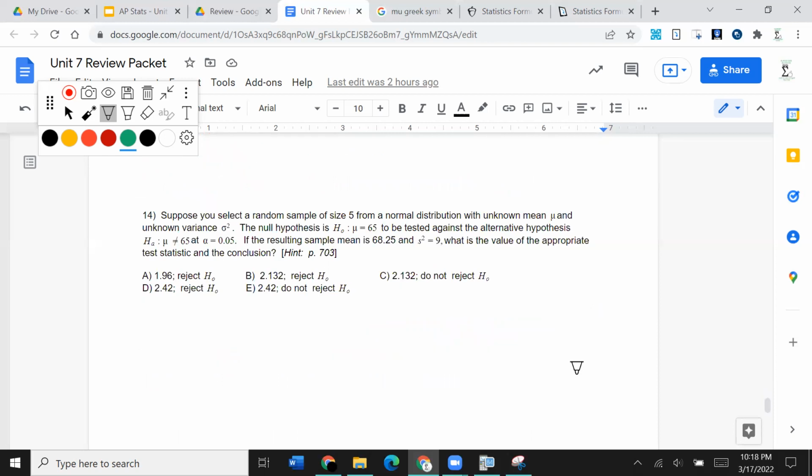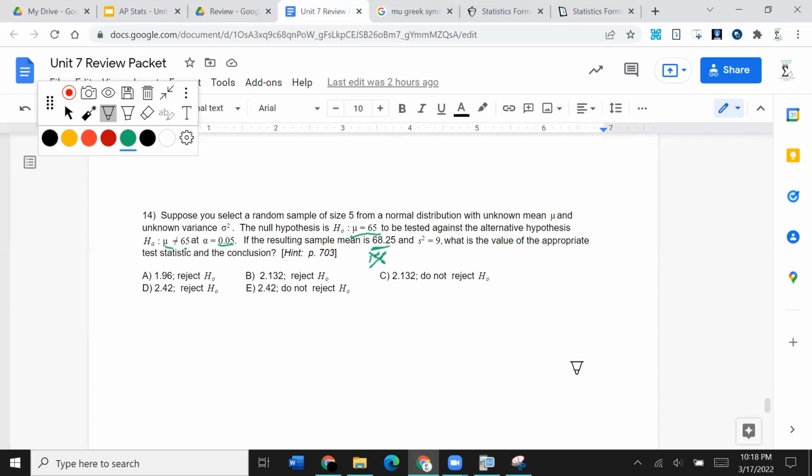And 14, suppose you select a random sample of size 5 from a normal distribution with unknown mean and unknown variance, sigma squared. The null hypothesis is mu is 65, to be tested against the alternative hypothesis, mu is not equal to 65 at 5% alpha level. If the resulting sample mean is 68.25, that's your x bar, and s squared equals 9, what's the value of the appropriate test statistic and the conclusion?